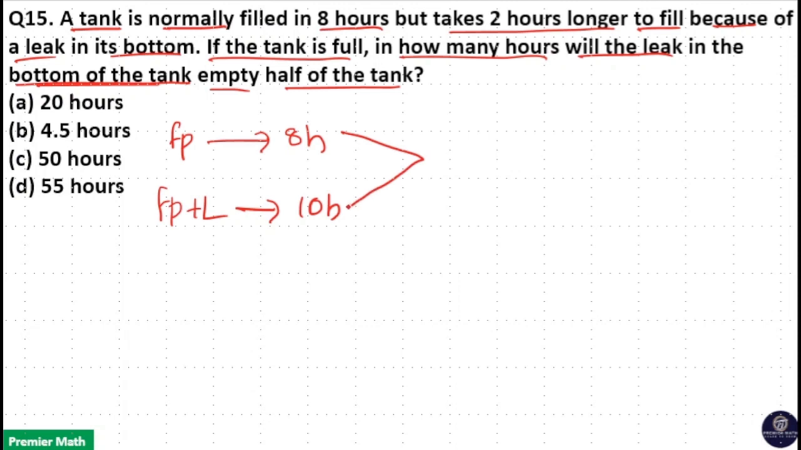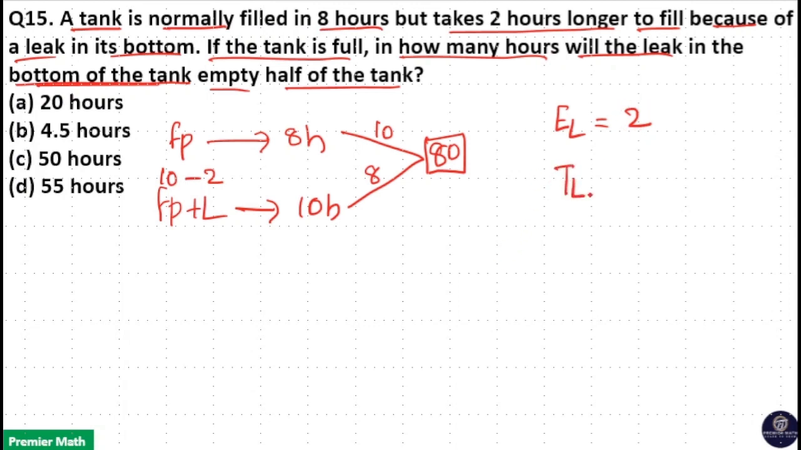So take the LCM of 8 and 10. LCM is 80. 8 goes 10 times in 80. 10 goes 8 times in 80. Now the concept is 80 liters is the capacity of the tank. Without the leak, the pipe can fill 10 liters in an hour, and with the leak, the pipe can fill 8 liters in an hour. That means here the efficiency of the pipe is 10 and the efficiency of the leak is 2, because 10 minus 2 is 8. So here the efficiency of the leak is 2, meaning this leak can empty 2 liters of water in an hour.